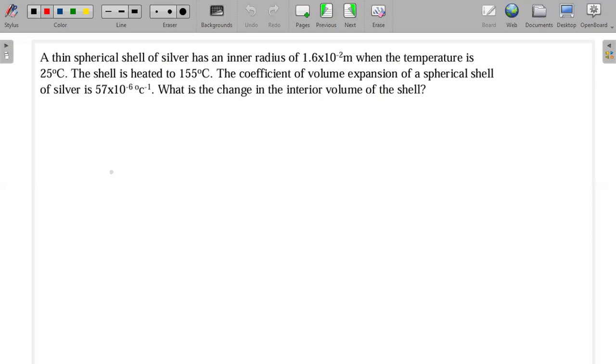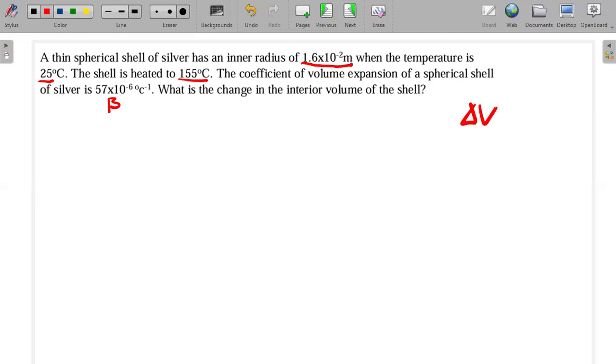So they've given us the initial radius of this spherical shell. Then they've given us the initial temperature as 25 degrees Celsius and the final temperature as 155 degrees Celsius. They've also given us the coefficient of volume expansion, which means this is beta. And they want us to calculate the change in interior volume, which means we're supposed to calculate delta V. So how do we calculate delta V?